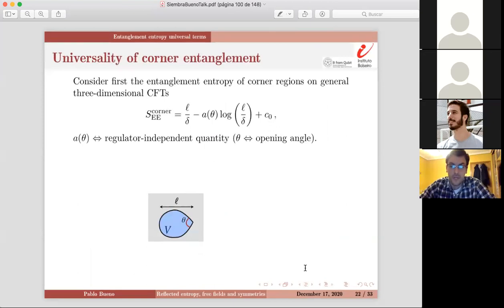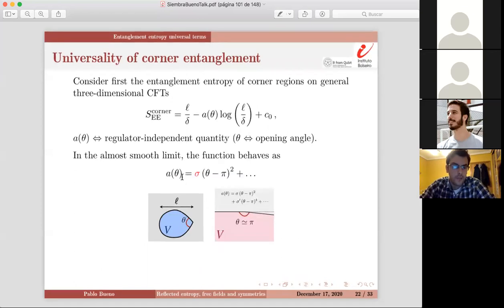The case that I'm going to tell you about is something that we did some years ago, and involves the entanglement entropy of regions in 3 dimensions that have singular corners. In that case, the entanglement entropy gets an extra term, which is logarithmic. If there was no corner at all, this term wouldn't be here. And there is a function that depends on the opening angle of the corner. In the smooth limit, in which the corner becomes smooth, this disappears.